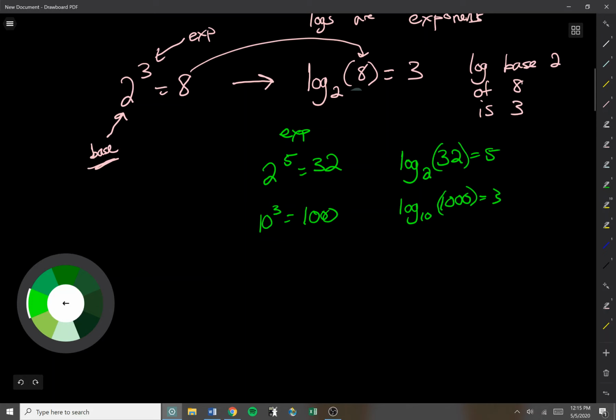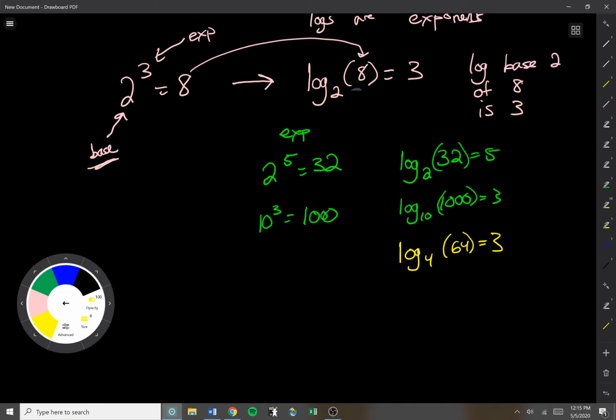I'm converting between two forms of the same relationship. It's true that 2 to the 5th is 32, and it's true that log base 2 of 32 is 5. They're the same relationship. All we'll be doing for this unit is converting. Let's go the other direction. Let's say I was given a log first. Log base 4 of 64 equals 3.